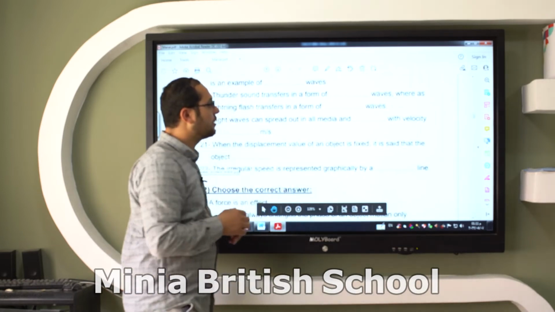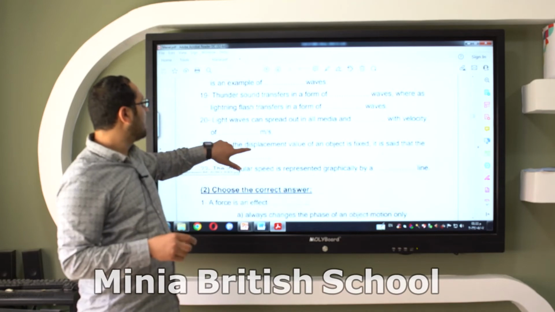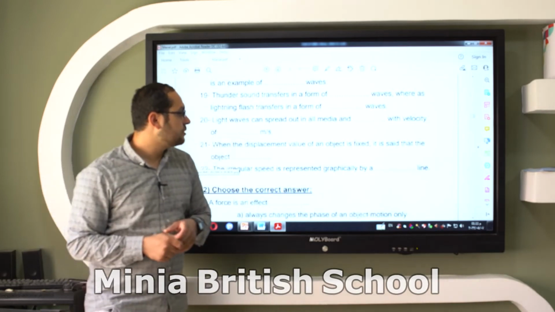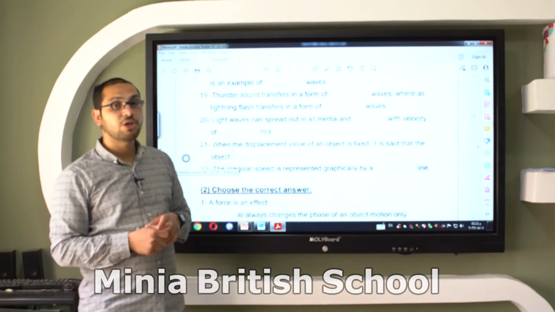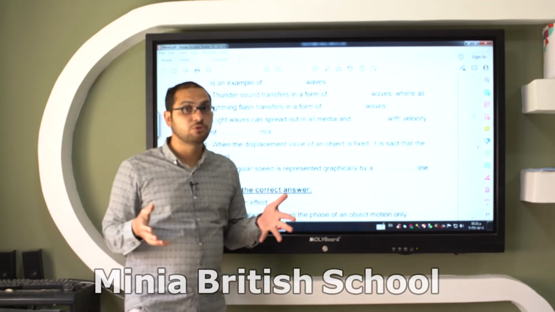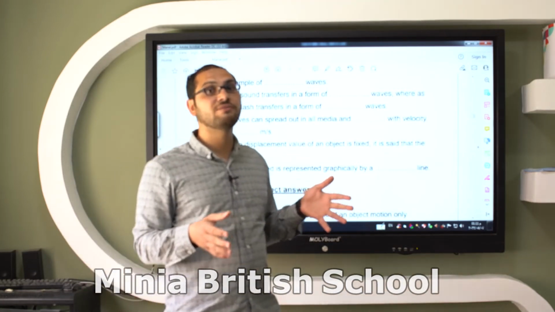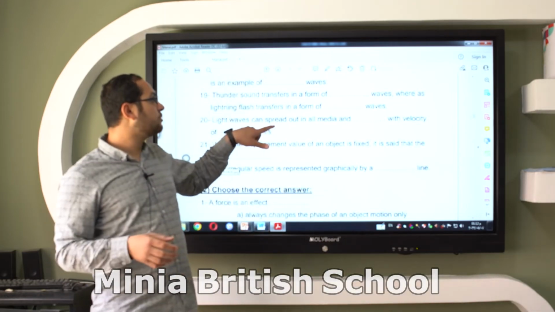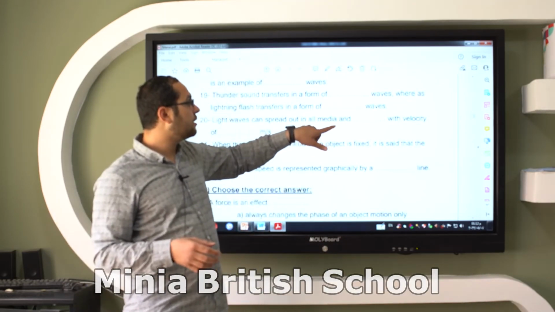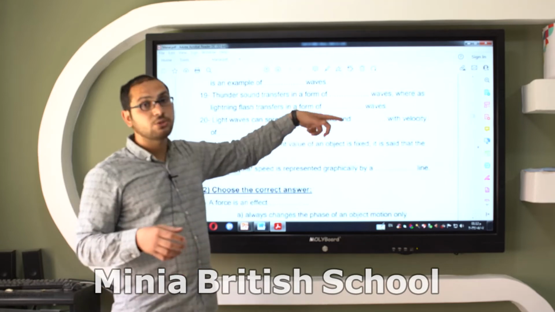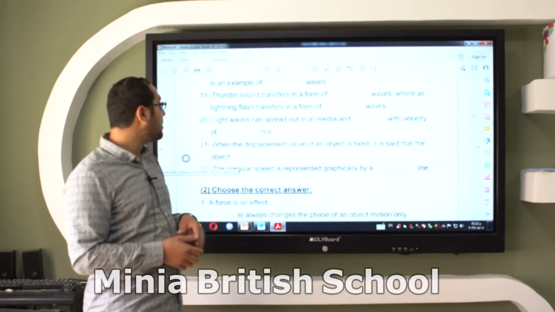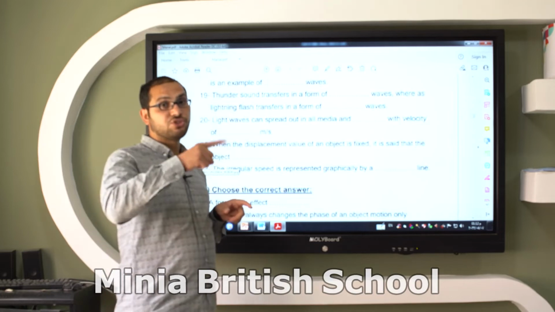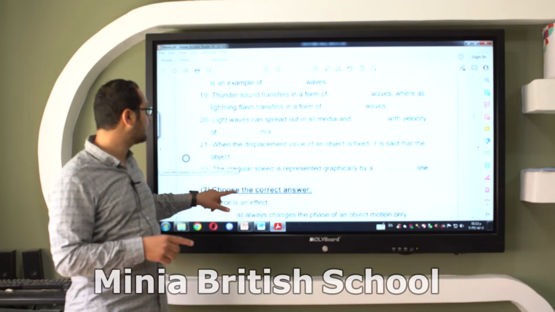Light waves can spread out in all media because they don't need a medium to propagate, but mechanical waves need a medium to propagate. Light waves can spread out in all media and in space or vacuum with a velocity of 3 times 10 to the power 8 meters per second.